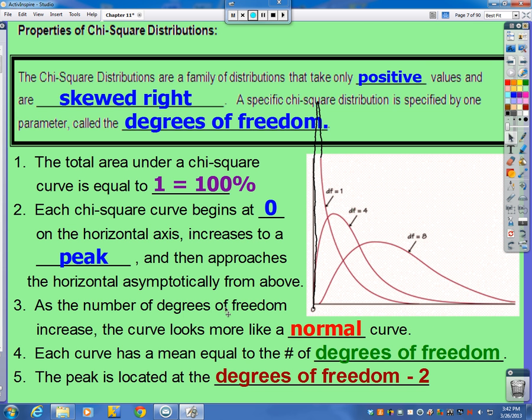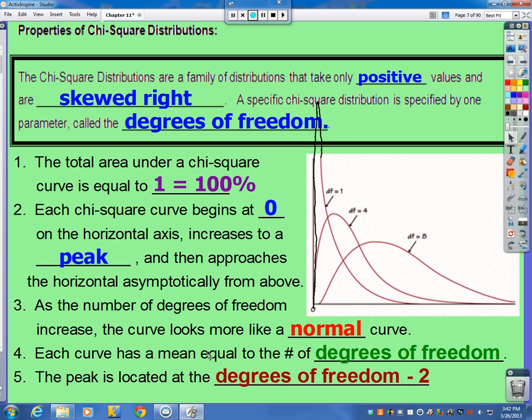As the number of degrees of freedom increases, the curve looks more and more like a normal curve. So notice 1 degree of freedom, 2 degrees of freedom, 8 degrees of freedom. As our degrees of freedom are getting larger and larger, this is starting to normalize more and more. How many degrees of freedom does it take before it looks like a normal curve? Don't really know. We don't really care.